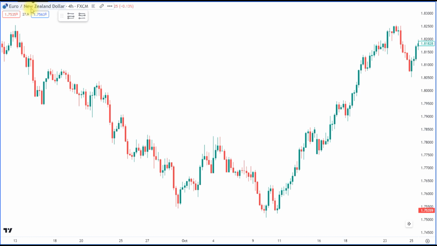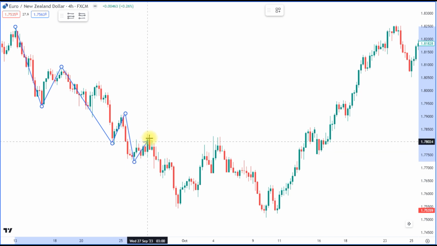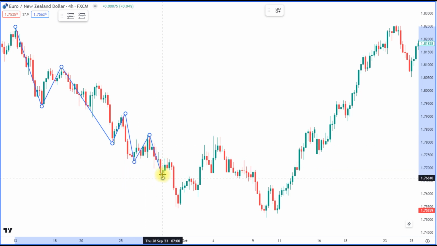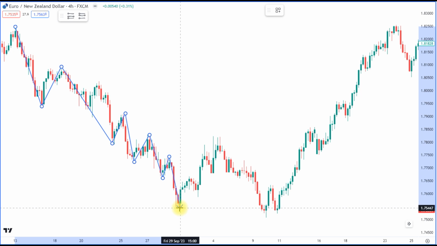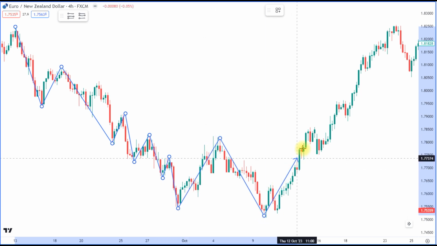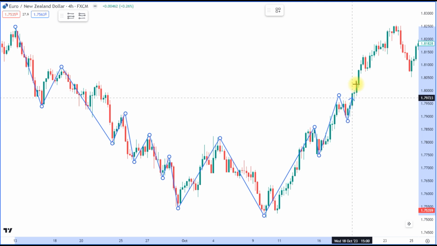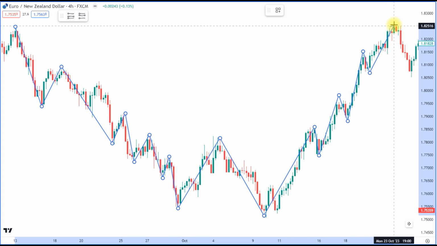We're here on the Euro New Zealand dollar on the 4-hour time frame. And like we have here, we have a downwards movement. We see here the trending movements and the pullbacks in between. So there's the trend movement and the corrections. And here you see we have a trend reversal. The market is making a higher high, and then the trending movements into the bullish direction with small pullbacks.